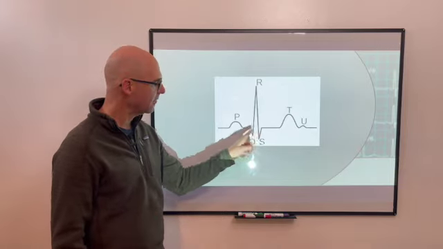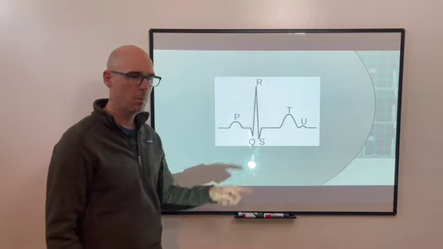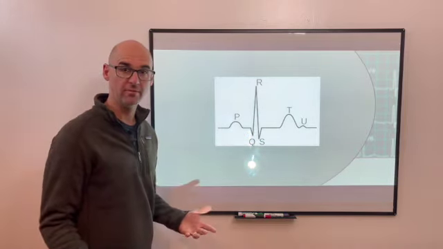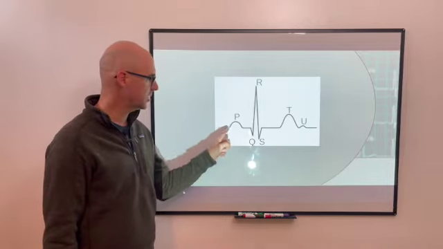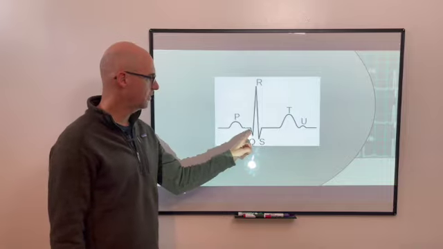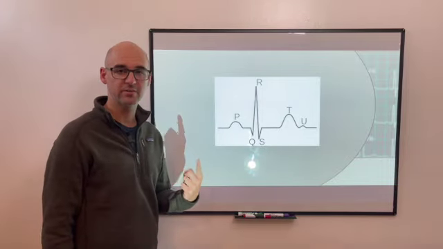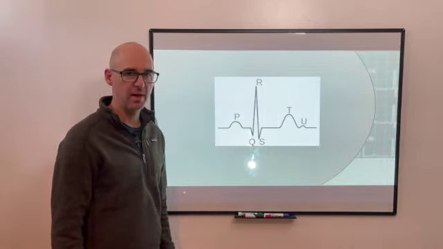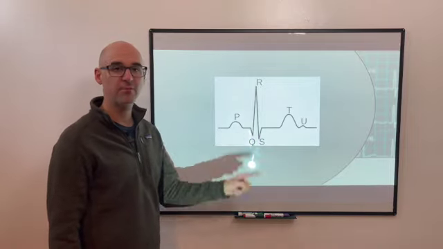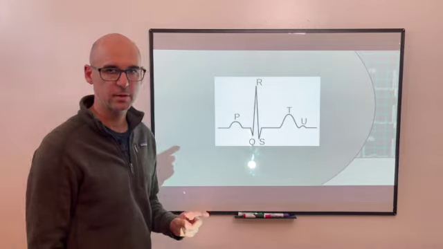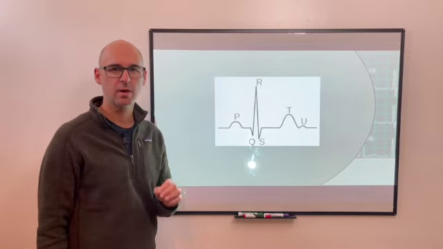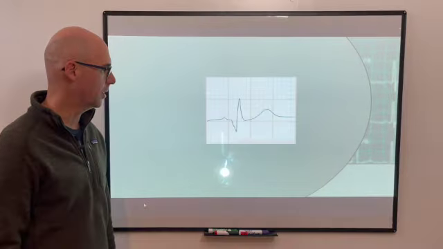So in order to have an S wave, technically, we have to have an R wave, all right? So again, the Q wave is the first negative deflection after the P wave. The R wave is the first positive deflection after the P wave. And the S wave is the first negative deflection after the R wave. All right, hopefully that jogged your memory or helped explain it a little more.